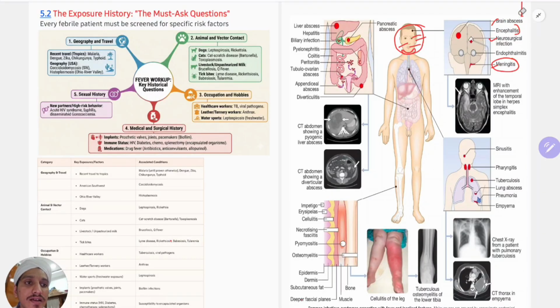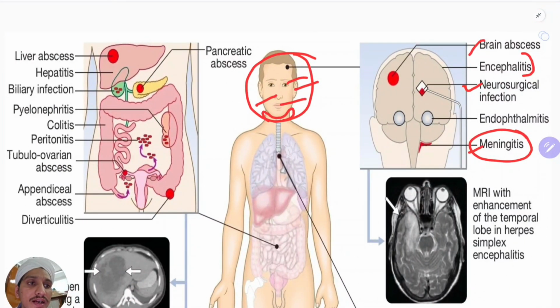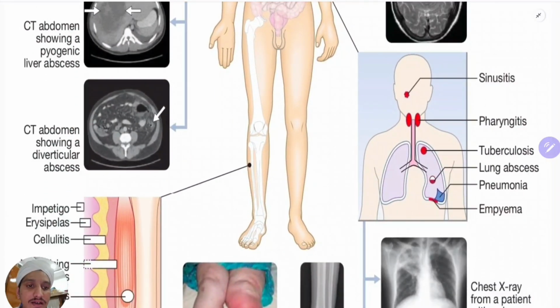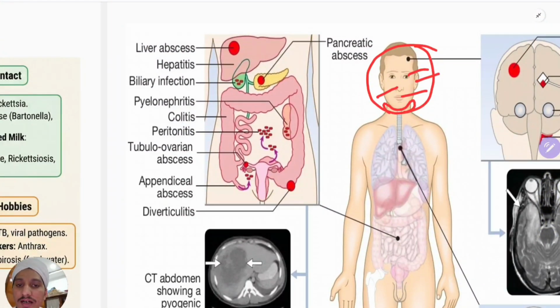See here, you should remember this common system, then only you can ask history regarding them. So in the head and neck, you should remember these causes, and in respiratory and cardiac, you should remember these causes. And now coming to the gastrointestinal, meaning abdomen. So in abdomen, you should remember the anatomical structures. Okay, in chest, you will have lungs and heart.